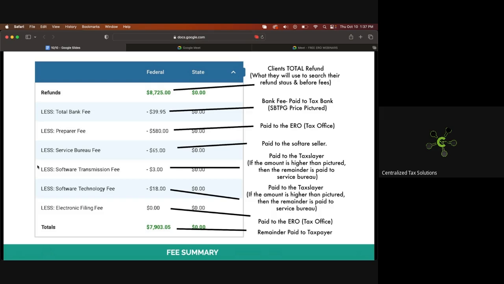Oh, and just to go over it since we have the time, if you don't know, ERO is an electronic return originator, and that is who you are. That's the EFIN holder. And it just means, like you said, you're the electronic return originator, so you're the one who files the returns.